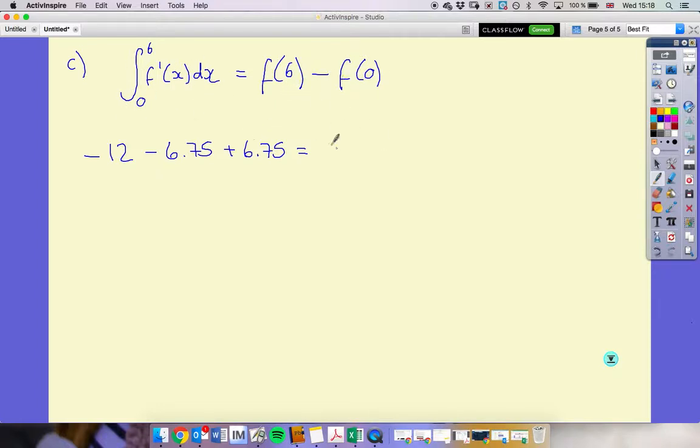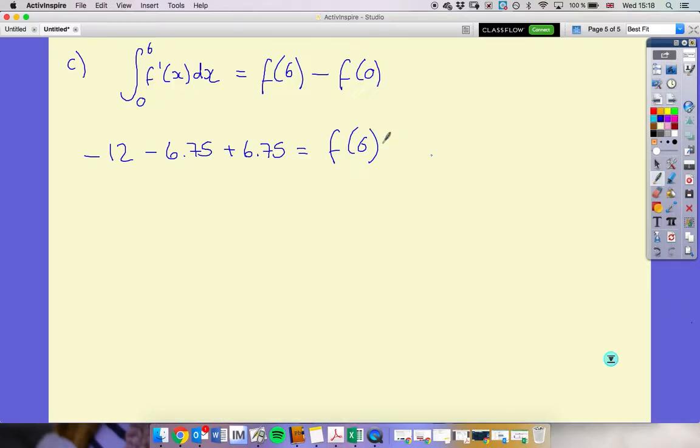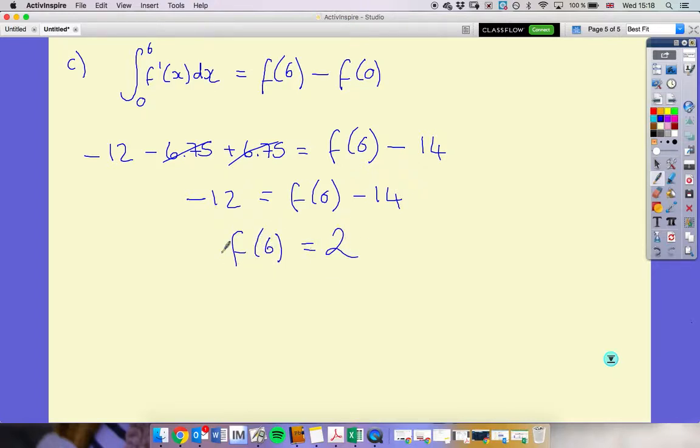Then on this side we want f of 6. I think we've been given f of 0 is 14 in the question. So I'm going to take off 14. Okay, so negative 12 equals f of 6 minus 14. So f of 6 is equal to 2. Part D. Let's take a look at that.